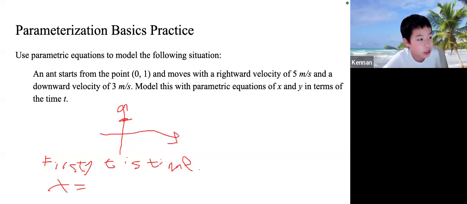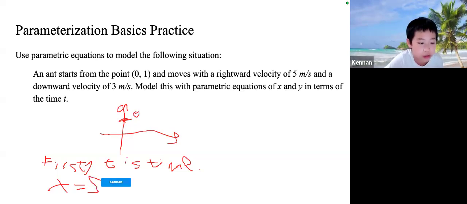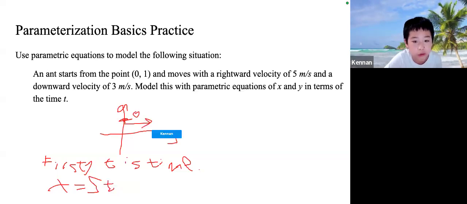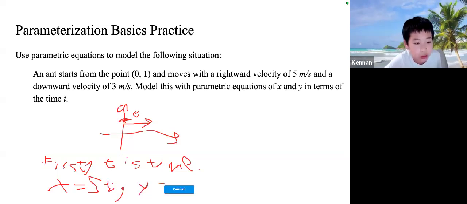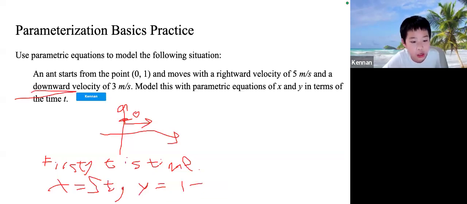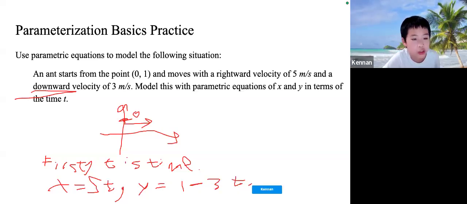So we have x starts from 0, right? As it moves rightwards with a velocity of 5 meters per second, this would be 5t, because t is the time and it moves with a velocity of 5 meters per second. So obviously x equals 5t. And then we also know similarly that y starts at 1, but it moves downwards. So we should have a subtract 3t. So basically this is the answer to this problem.